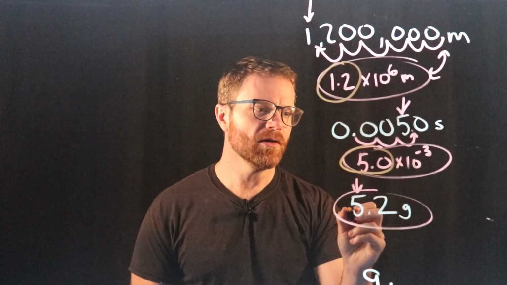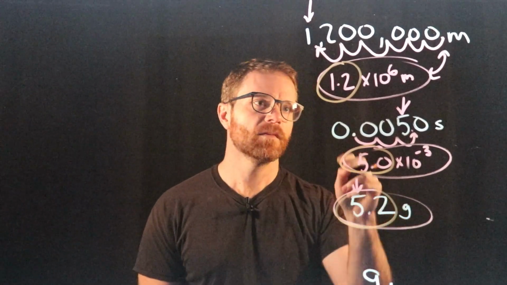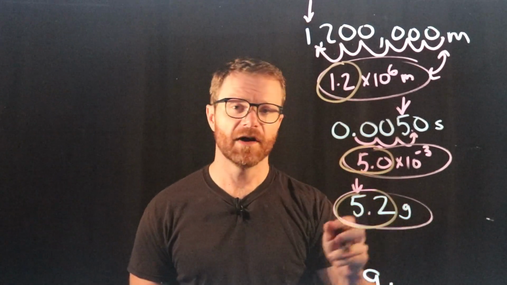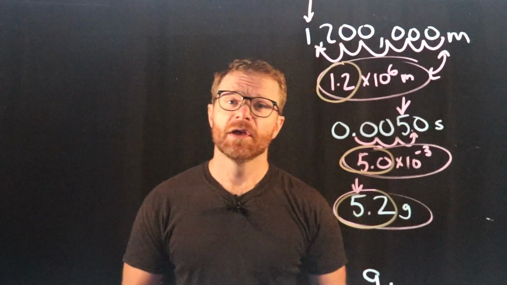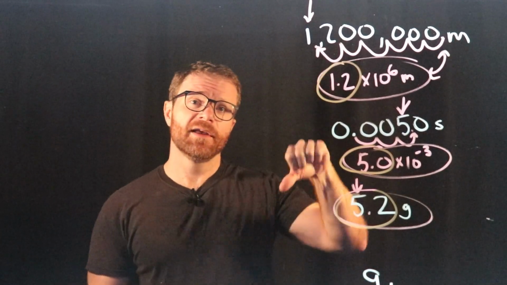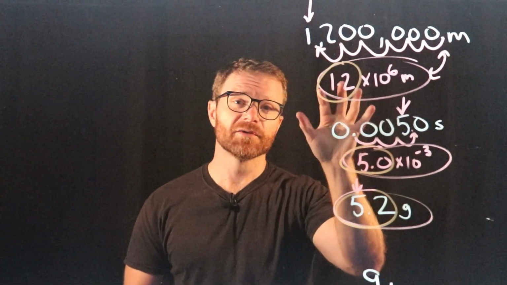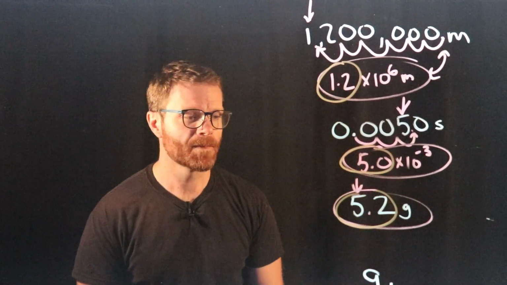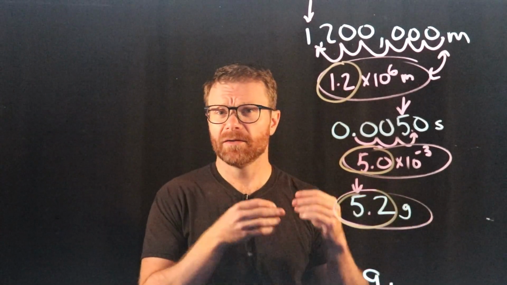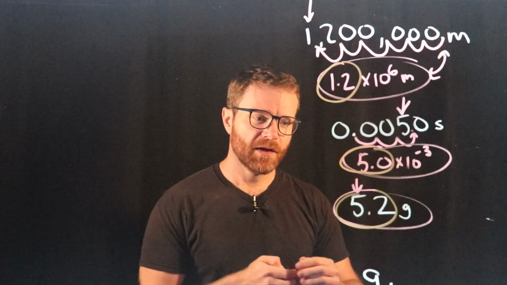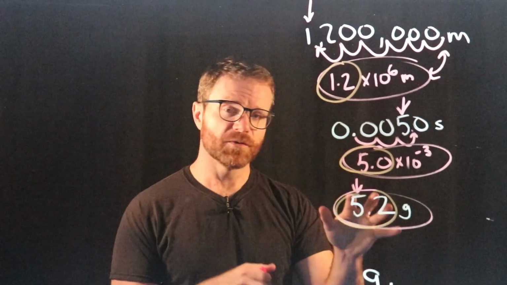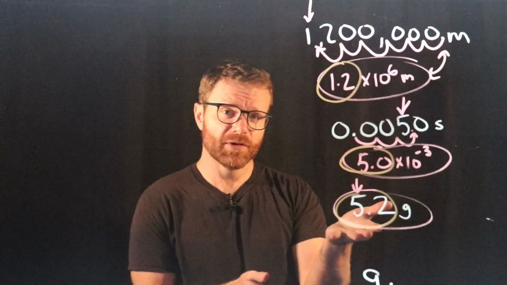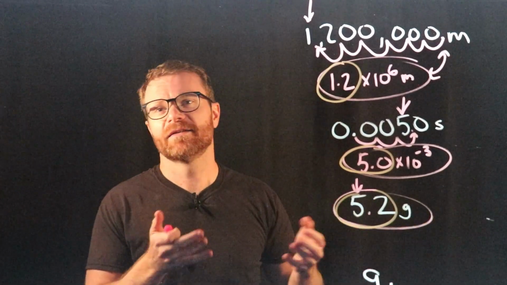And you'll notice all of them, 1.2, 5.0, 5.2, are numbers that are greater than or equal to 1 and less than 10. They're all single-digit numbers, 1.2, 5.0, 5.2. And so that's just the secret. Any number in scientific notation, the coefficient, the number in front, is just between 1 and 10. So since 5.2 is between 1 and 10, it's already in scientific notation.